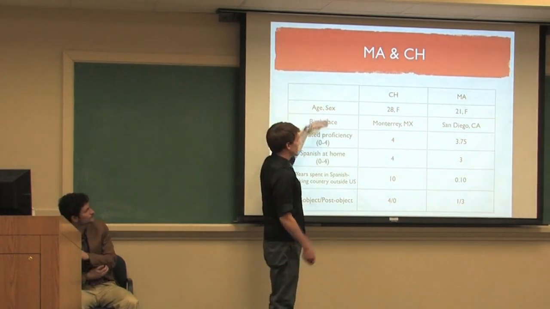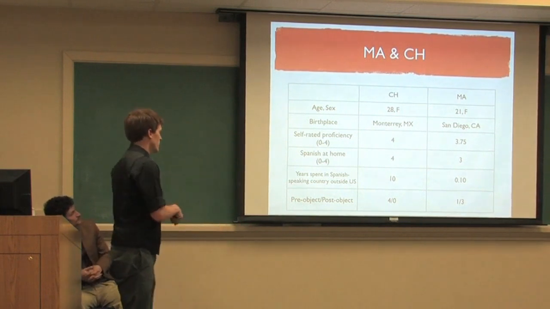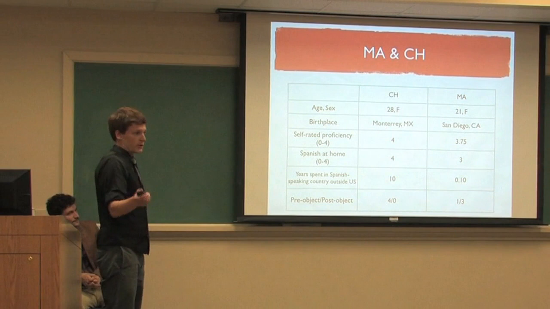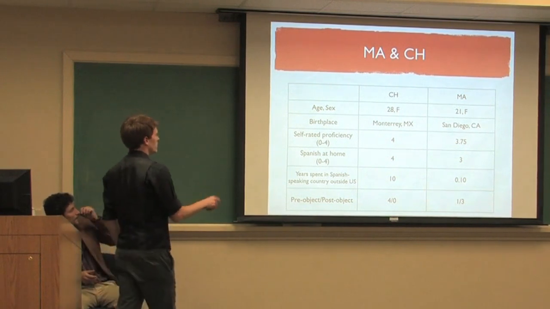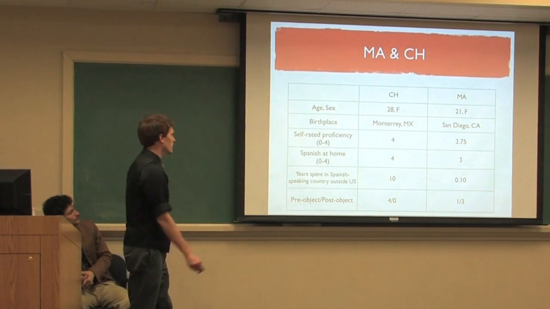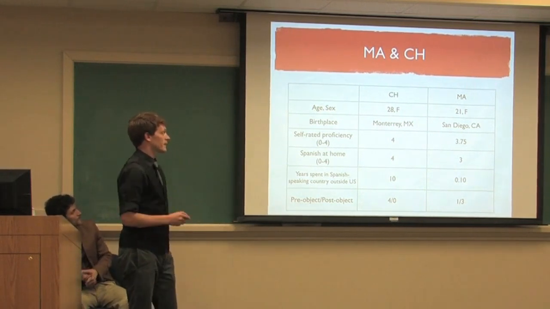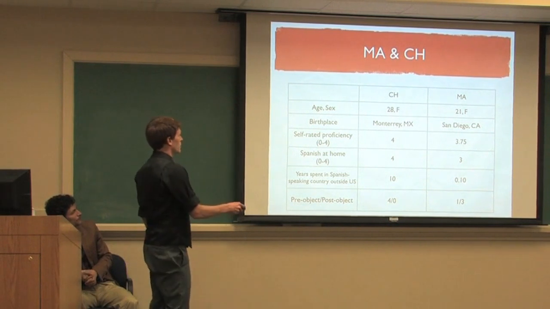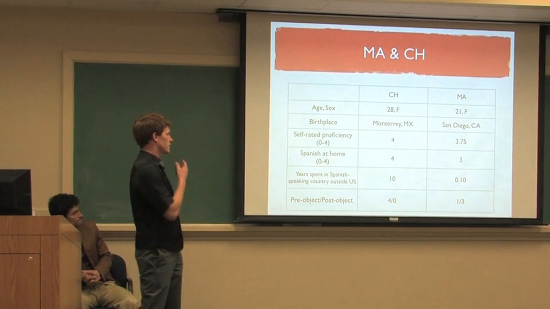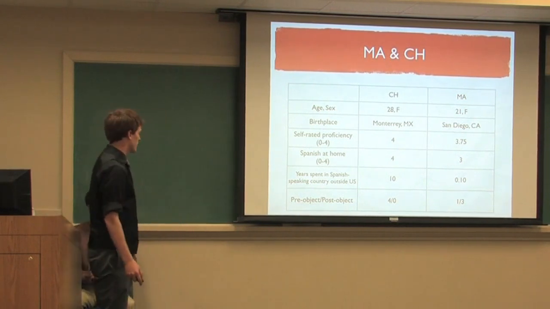Actually, CH here is 20, she was born in Monterrey, Mexico. She didn't move to the United States until she was 10, but she didn't start schooling, and when she started schooling, it was purely in English. She rated herself at 4, she had obviously Spanish always at home. And then MA here is a 21-year-old female from San Diego, California. A little bit lower, but pretty high self-rated proficiency, mostly Spanish at home. She said she didn't start speaking English until she went to school, which is often the case.